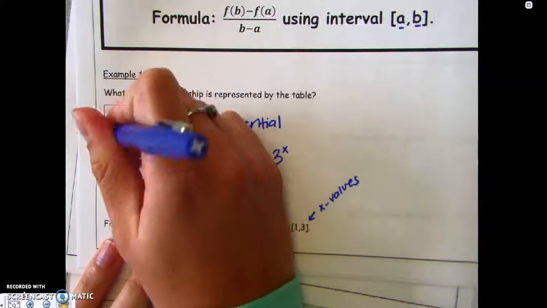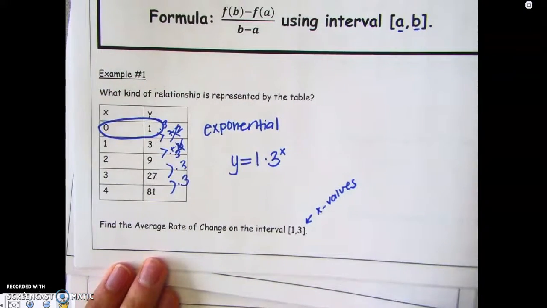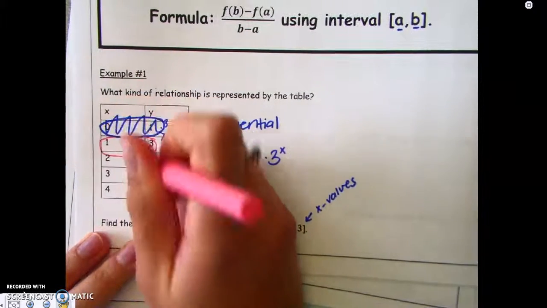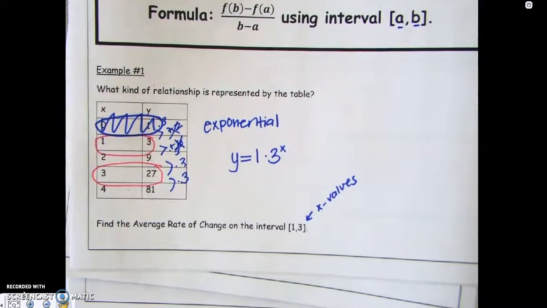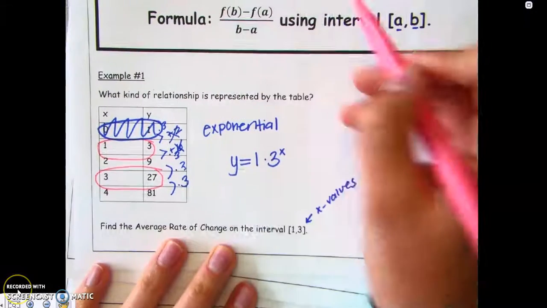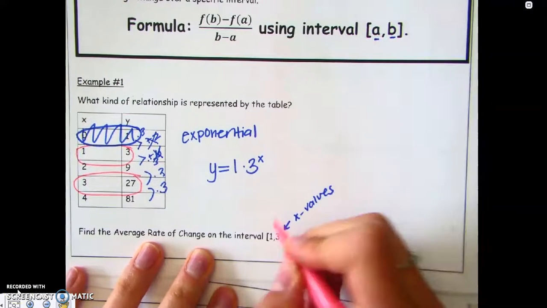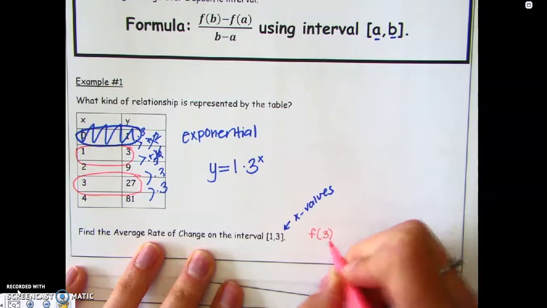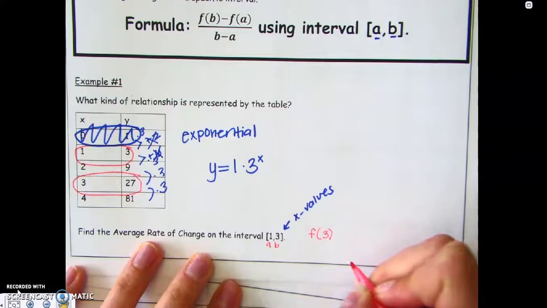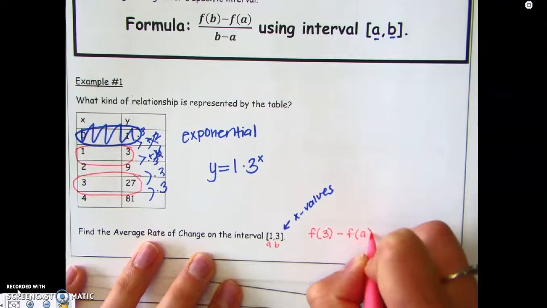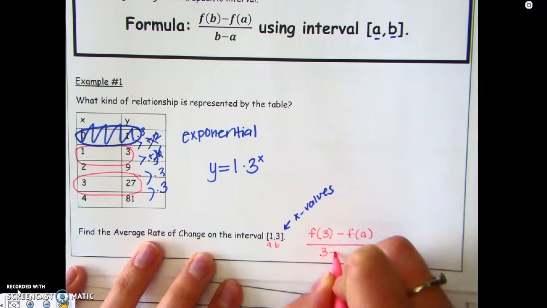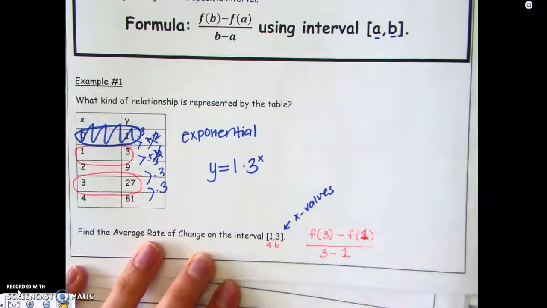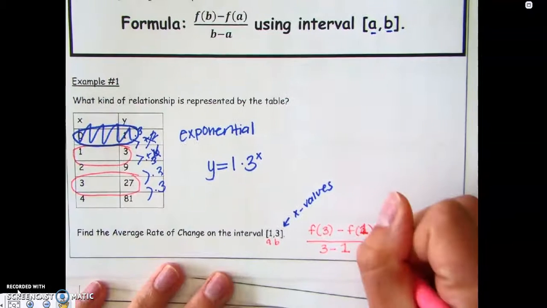We look at when x is 1, which is right here, and we look at when x is 3, which is right here. If my interval is a to b, 1 to 3, that means I need to find f of 3, that's my b value, minus f of a, over 3 minus, oops, this should be 1, because my a is 1, 3 minus 1. So that's all it means. It's just plugging in those numbers for the correct letters.